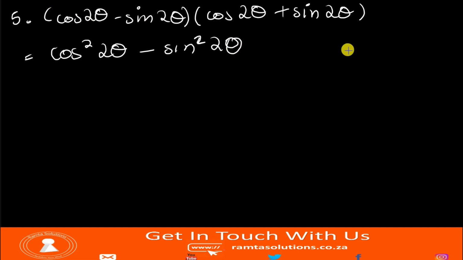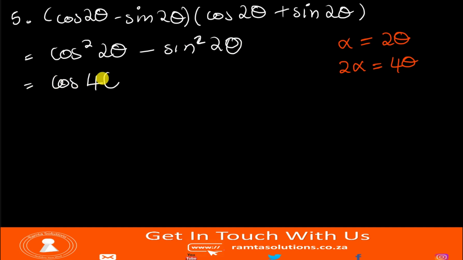So what do you have? You say alpha equals 2 theta. So what is 2 alpha? It must be 4 theta. So therefore, this reduces to cos 4 theta.